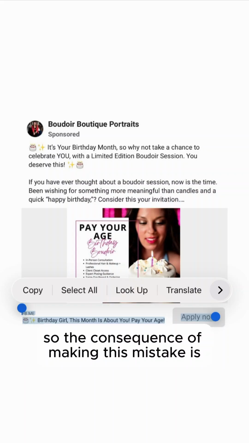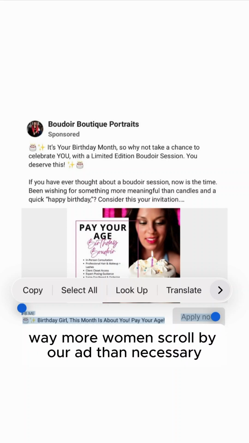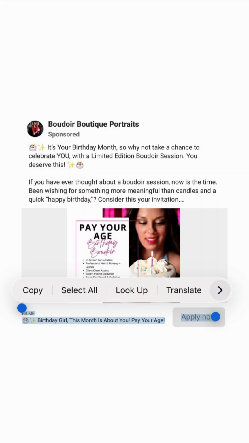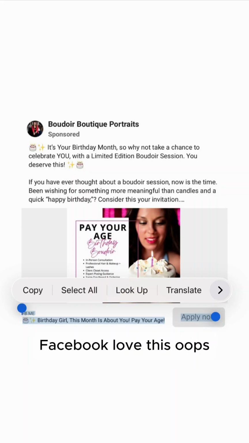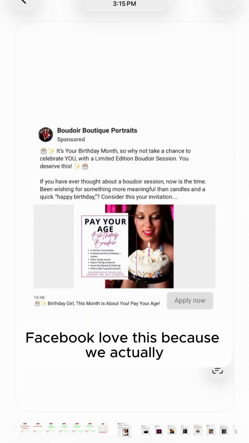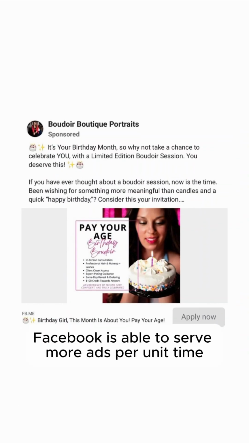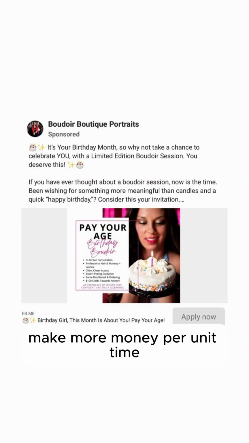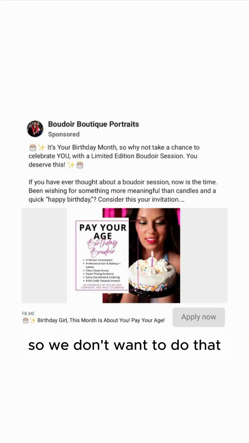So the consequence of making this mistake is that we're going to have way more women scroll by our ad than necessary. Not click, and our ad never enters their brain. Facebook loves this, because Facebook is able to serve more ads per unit time and make more money per unit time, but we lose more money per unit time. So we don't want to do that.